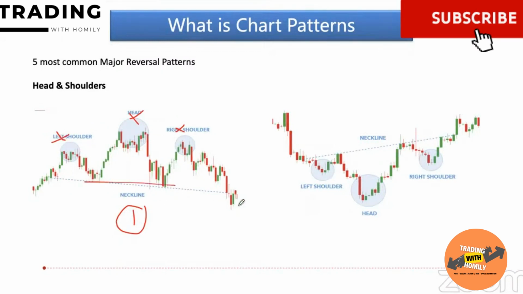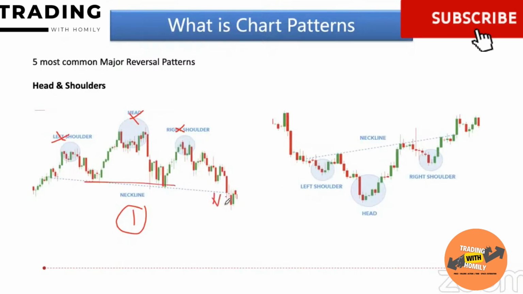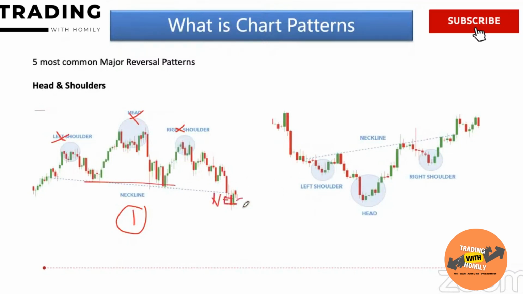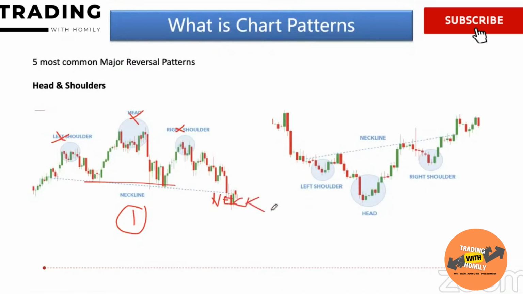Always remember that. All right. The neckline is a very important area. Why? Because without the neck, how is your body connected to your head? It's as simple as that.